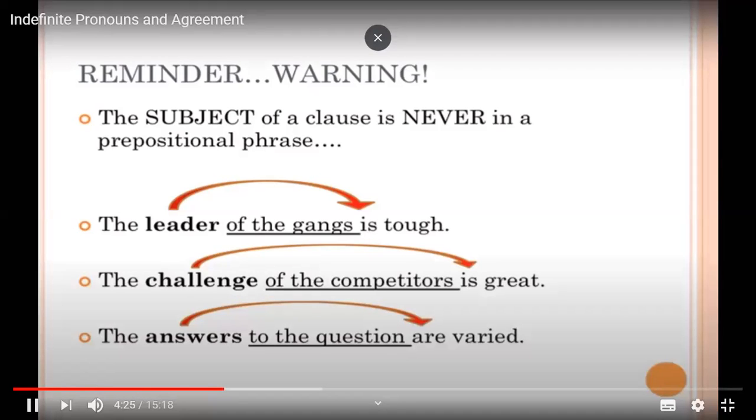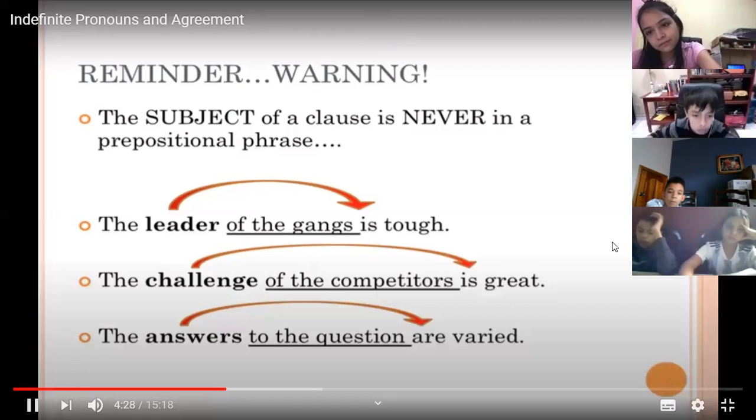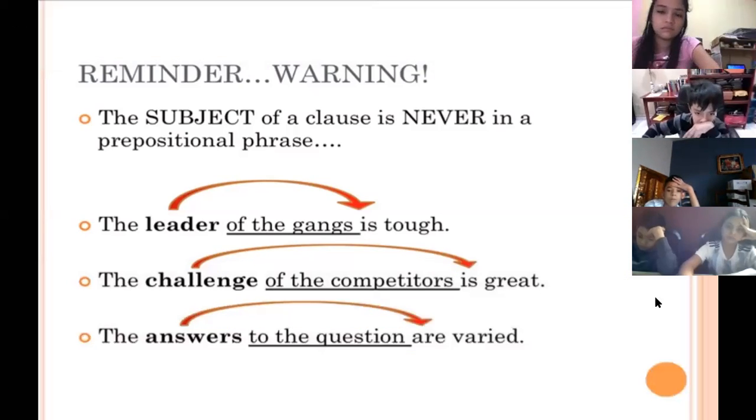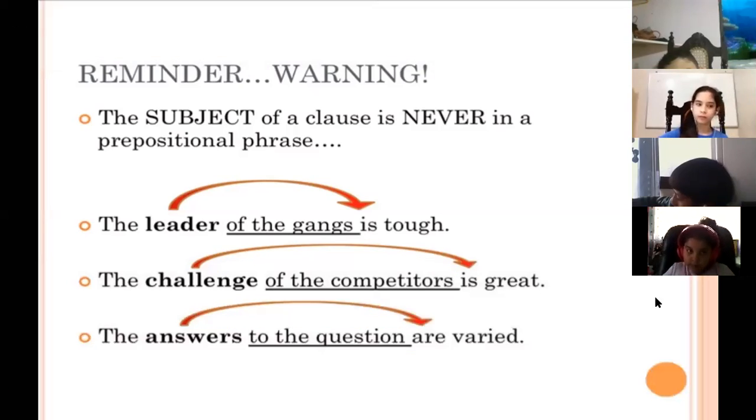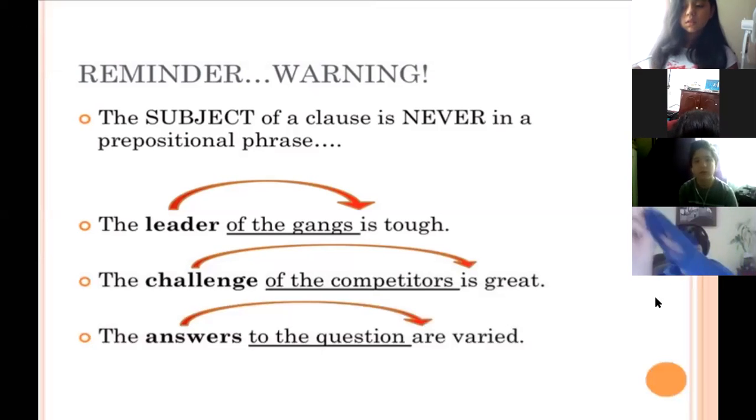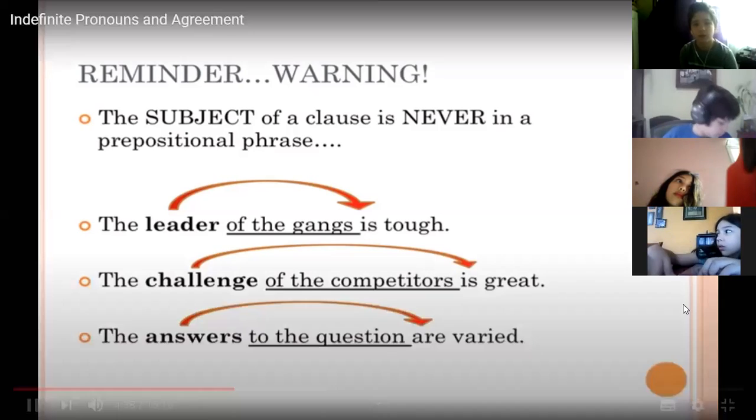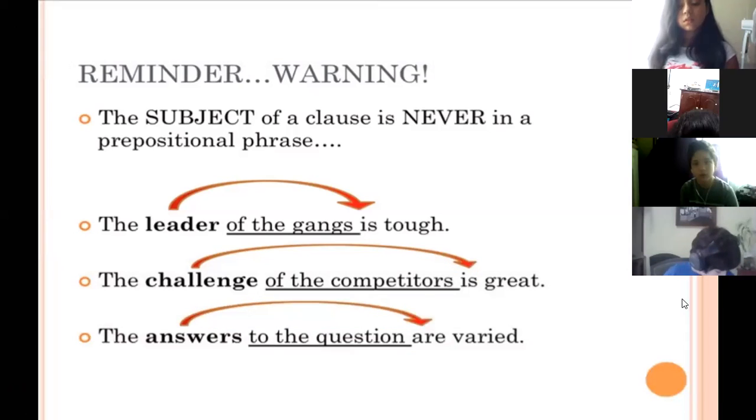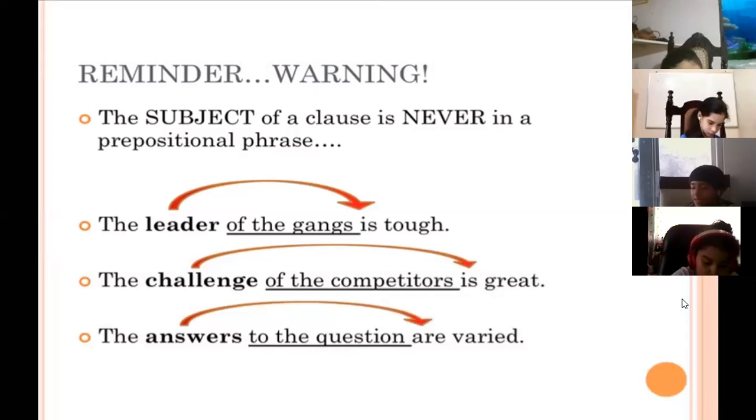Number 2, the challenge of the competitors is great. Again, the subject is challenge, not competitors. A lot of people want to make the assumption that the word closest to the verb must be the subject, and those are the two words that we must make agree. Sometimes they are. Oftentimes, as you get into more complicated pieces of writing, they are not. So find the true subject, the simple subject, the one-word subject of the sentence. And that cannot be in a prepositional phrase.